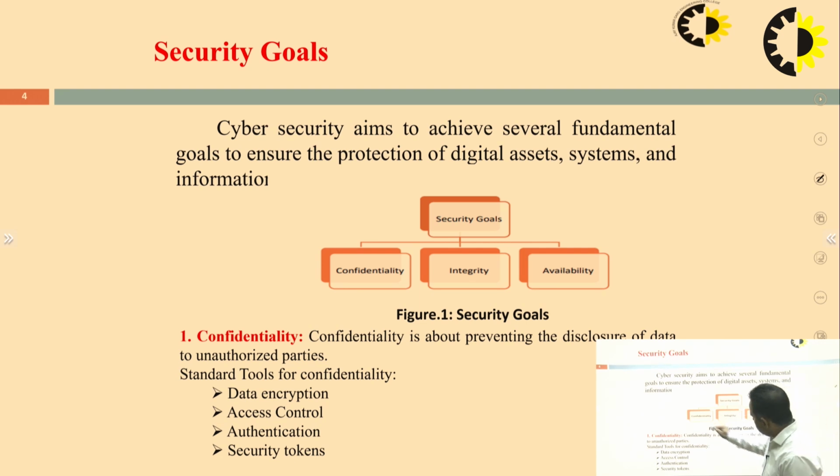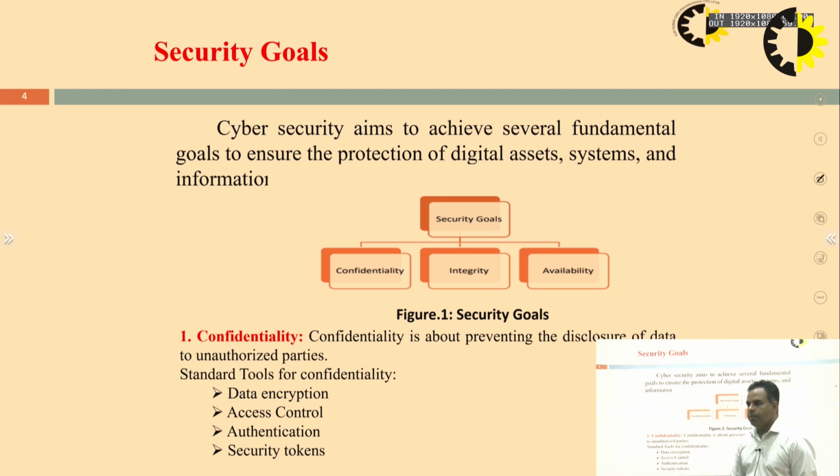These terms, as security goals, are also features of cyber security. The first one, as per the diagram, is confidentiality. The meaning of confidentiality is preventing the disclosure of data to unauthorized persons or attackers. So the main goal of confidentiality in cyber security is preventing the disclosure of data whenever we communicate any message over the network.